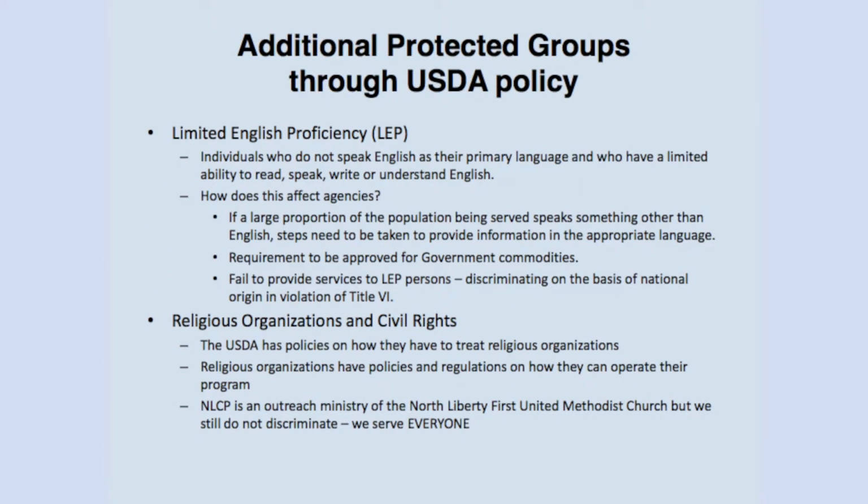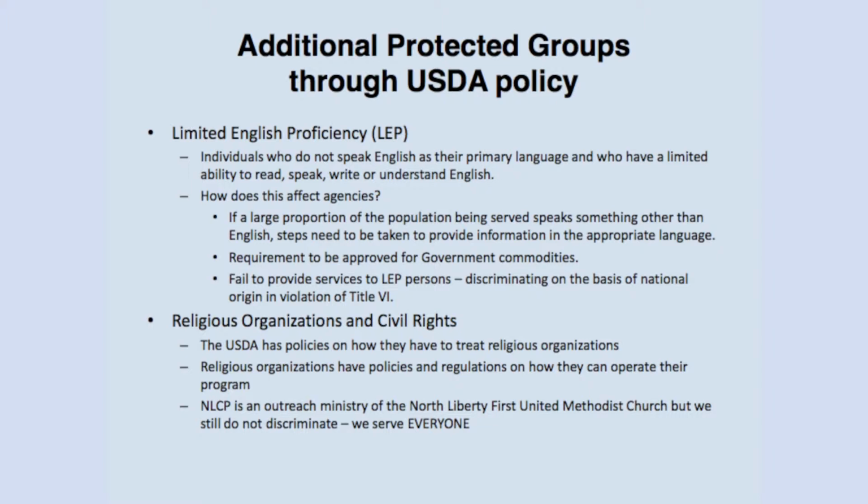There are two additional groups that are protected through the USDA policies. One is those with limited English proficiency, so people who do not speak English as their primary language or well. We are also required to provide reasonable accommodations for those individuals. We do work to have information in Spanish. We will be having our brochure also in French because we do have more families with that language.